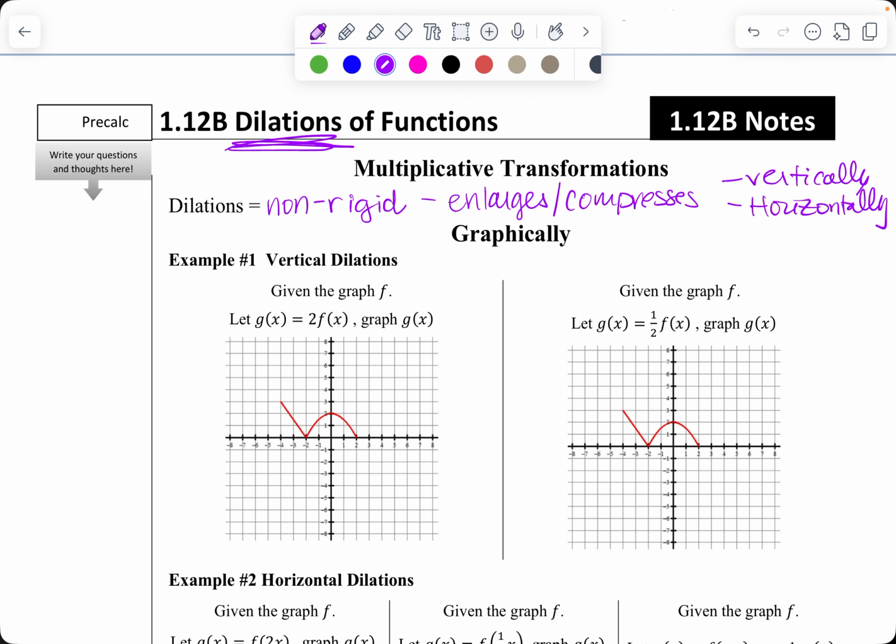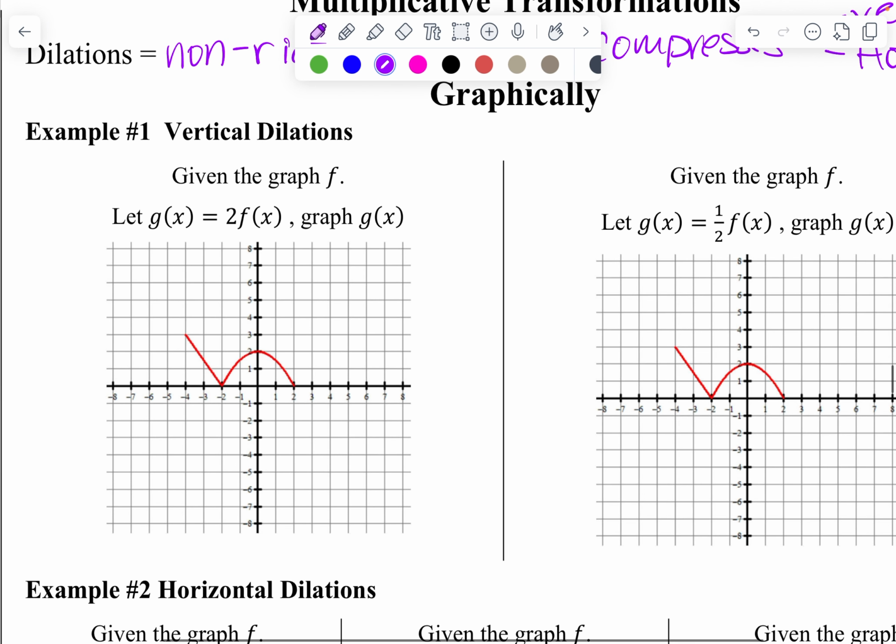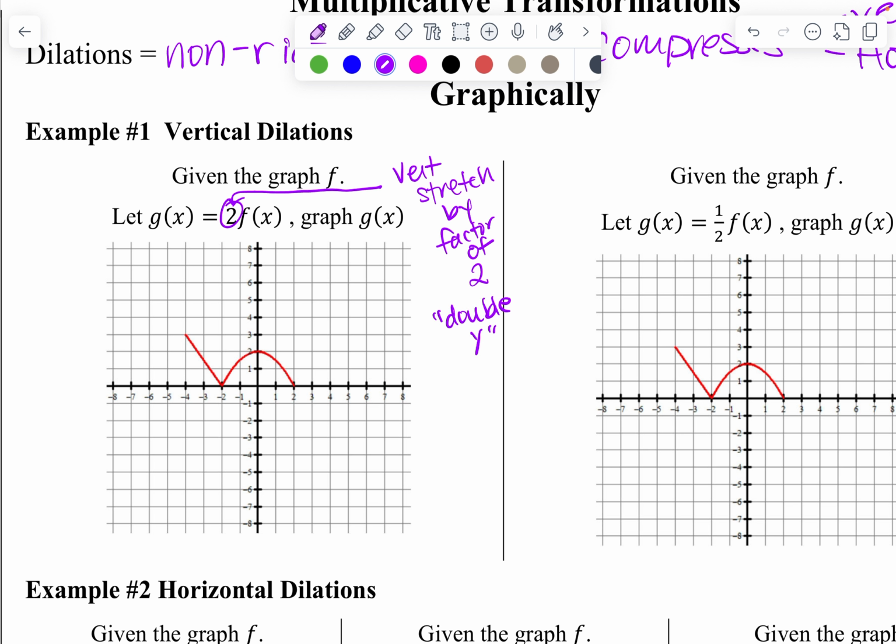Okay, so let's talk about what that is going to look like. As we're looking here, I notice that this 2 is outside the function, or outside the parentheses. I know that means it's a vertical change. This 2 also means it's being multiplied. So this is a vertical stretch by a factor of 2. That means vertically, its y value, or its vertical height, is going to double by 2. So this will double the y value, okay?